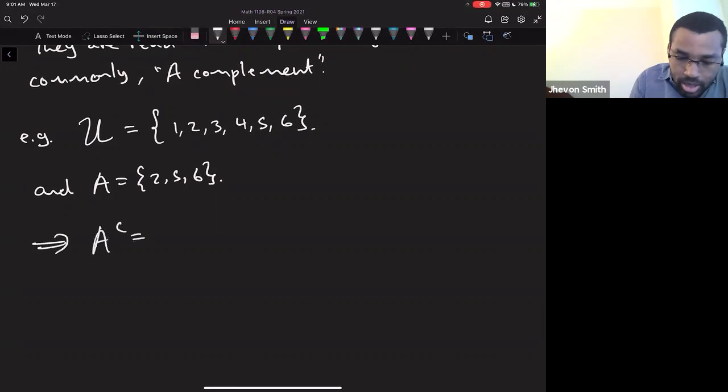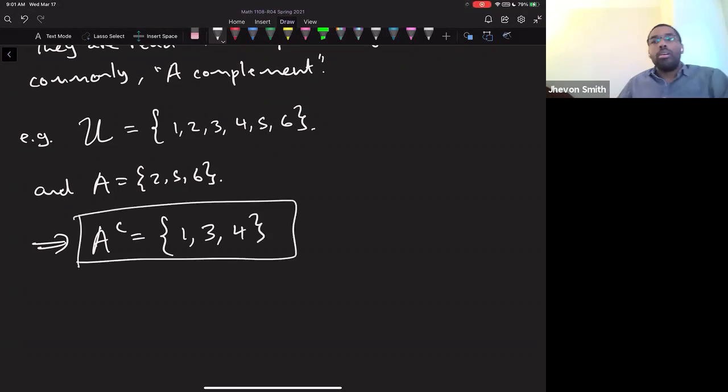A complement is actually going to be all the guys that are in the universe, but that are not currently in A. And what would that be? Well, the number 1 would be in A complement. 2 would not be in there because it's in A. The number 3 would be in A complement. 5 is not in A complement. 6 is not in A complement. The number 4 would be in A complement. So A complement would be this set. The set of everything in the universe that's not currently in the set A. That's it.